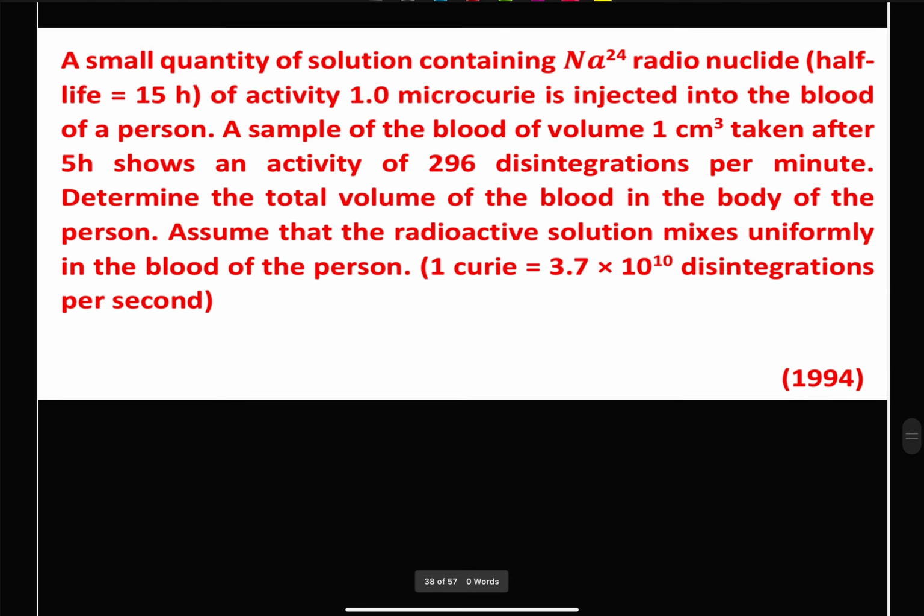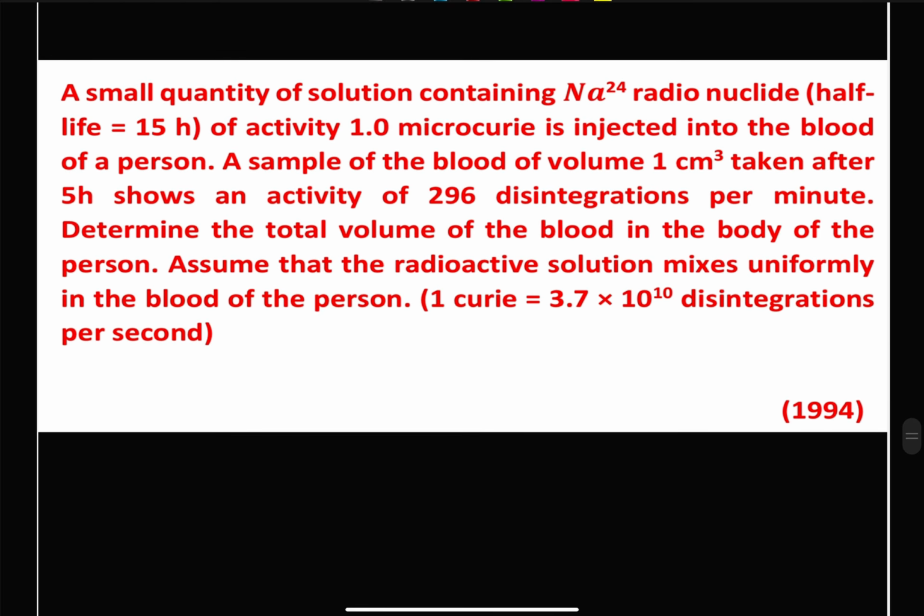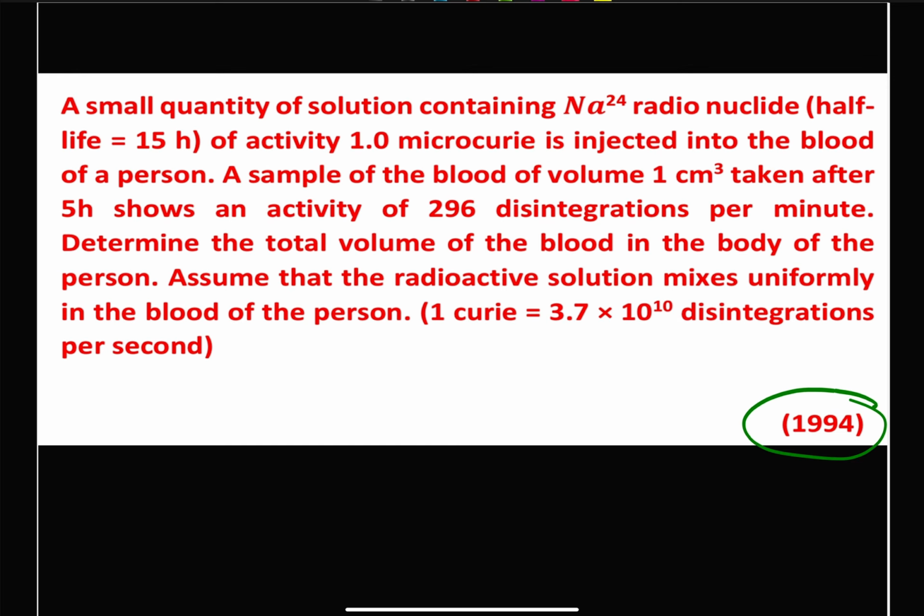Next question. It was asked in the year 1994, and it states that a small quantity of solution containing Na24 radionuclide, half-life 15 hours, of activity 1 microcurie is injected into the blood of a person.